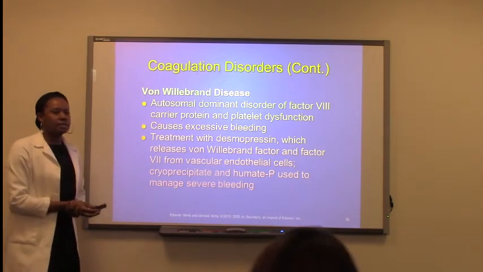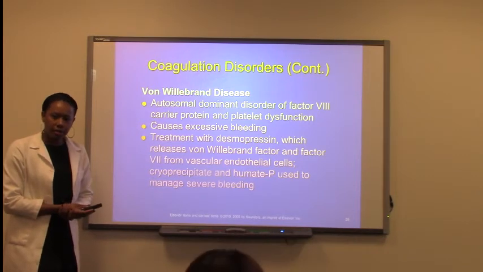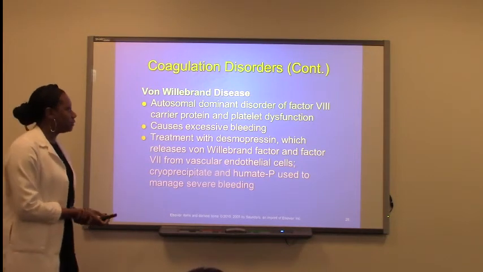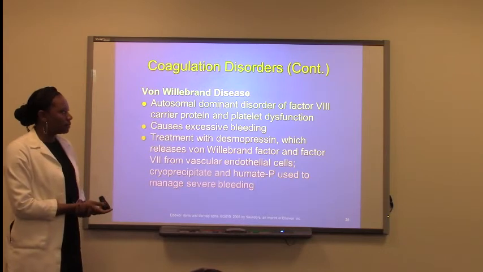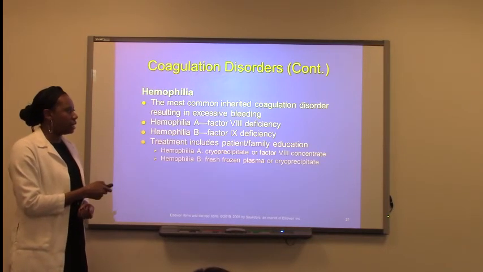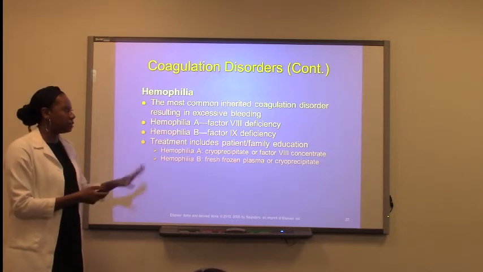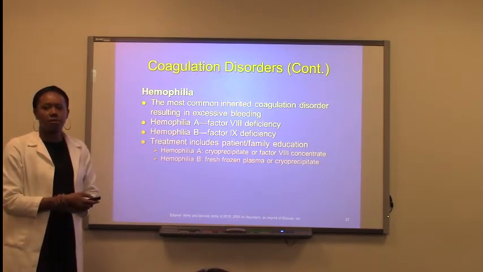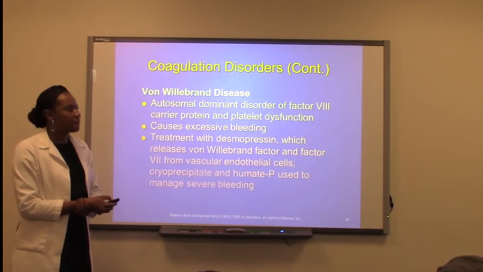Von Willebrand's disease is an inherited disorder. Please make sure you know that. They give you here autosomal dominant. This is a disorder also of factor 8, much like the same deficiency as hemophilia A.